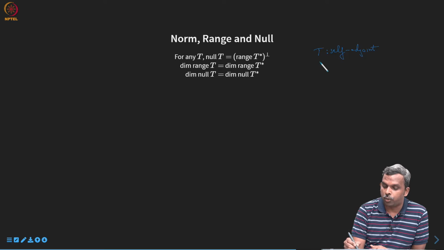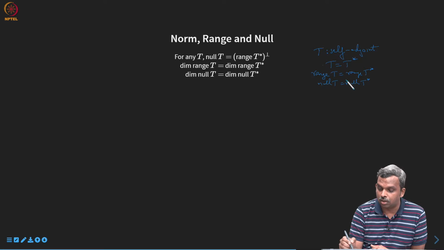What all do we know is true? Well, self-adjoint is T equals T star. So not only is the dimension equal, the range itself has to be equal. So range of T equals range of T star. All of these will be true.